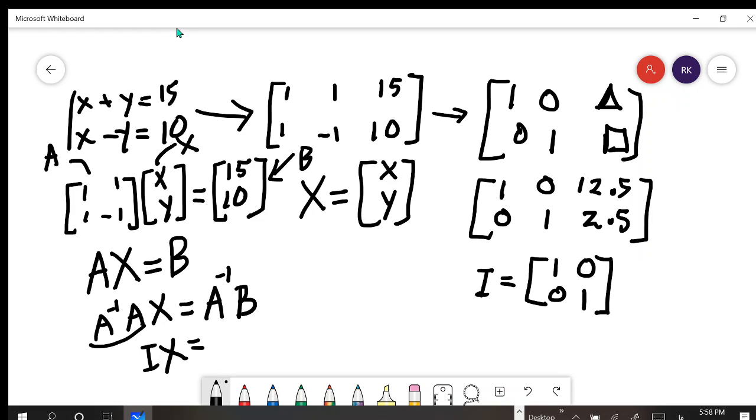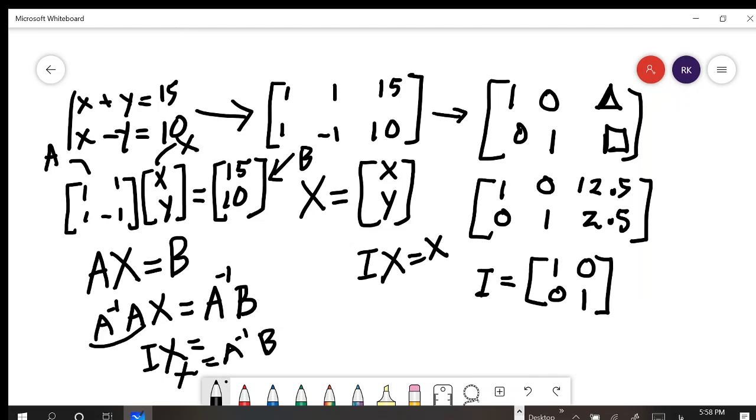Why is it called the identity matrix? Because if you multiply this by any matrix that is allowed, you don't change it. That's why it's called I. It's like 1 times 3 is 3. So I times any matrix that you can legally multiply is going to give you the matrix back. So I times X is just X. On the left we get X, and on the right we get A inverse times B. And that also gives you the answer.